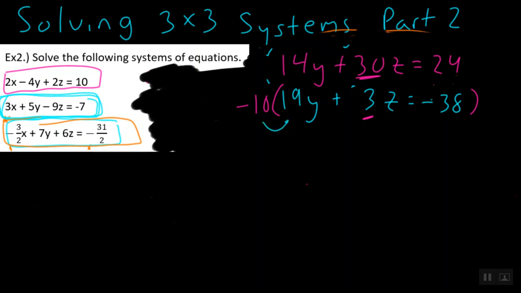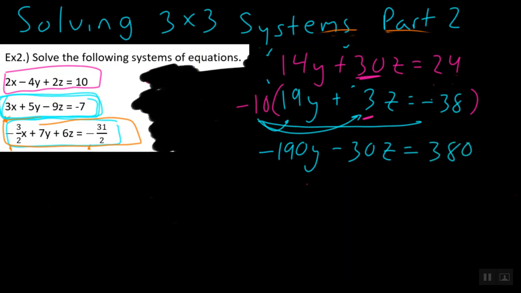I do negative 10 times 19, I get negative 190y. I do negative 10 times 3, and I get negative 30z. I do negative 10 times negative 38, and I get positive 380. Large numbers. And guys, now I just take this very top equation, I bring it down, and I now have 14y plus 30z is equal to 24.